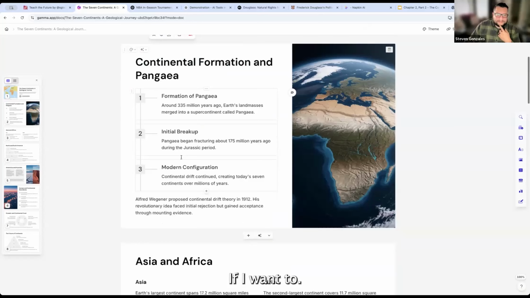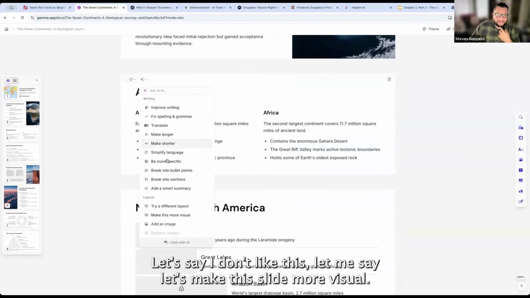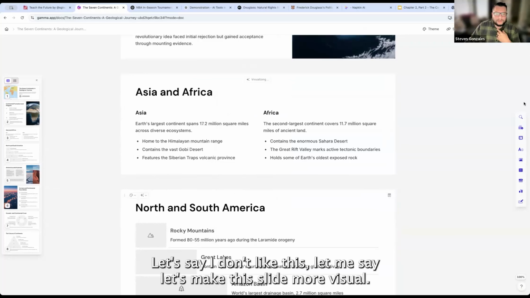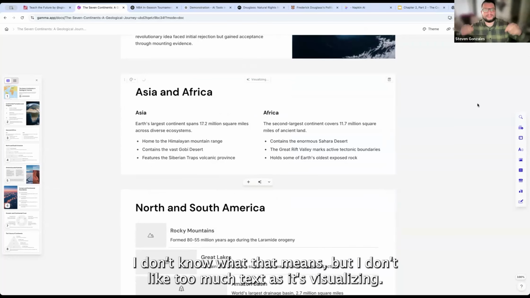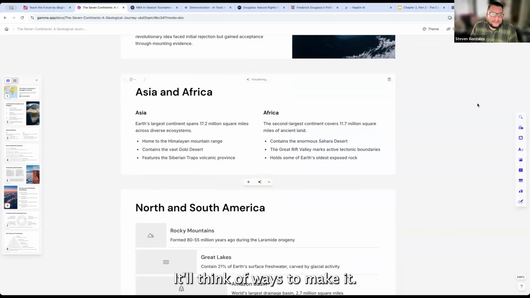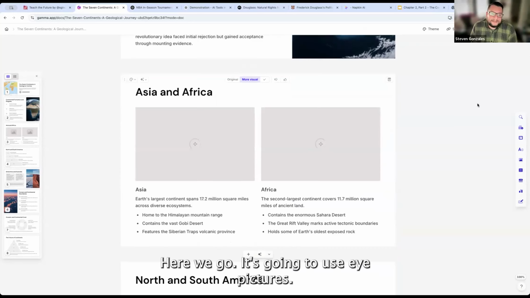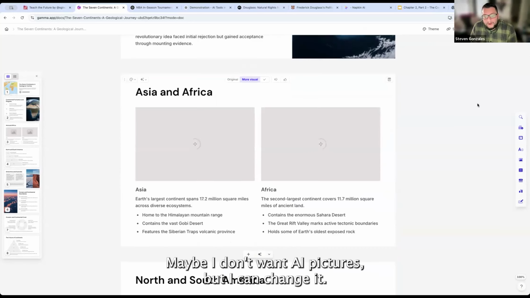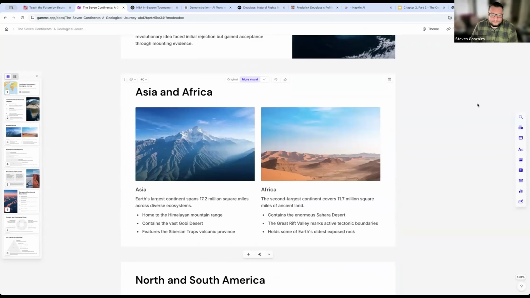If I want to, let's say I don't like this. Let's make this slide more visual. I'm going to just make it more visual. I don't know what that means, but I don't like too much text. As it's visualizing, it'll think of ways to make it. It's going to add some pictures. Here we go. It's going to use AI pictures. Maybe I won't want AI pictures, but I can change it if I wanted to. Here we go.